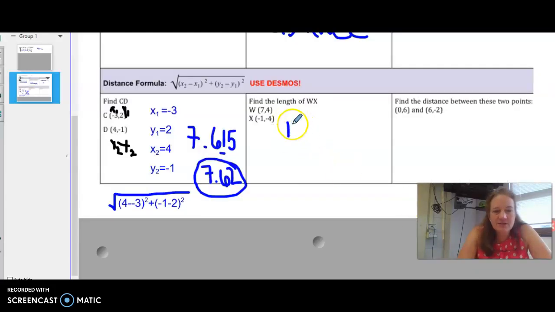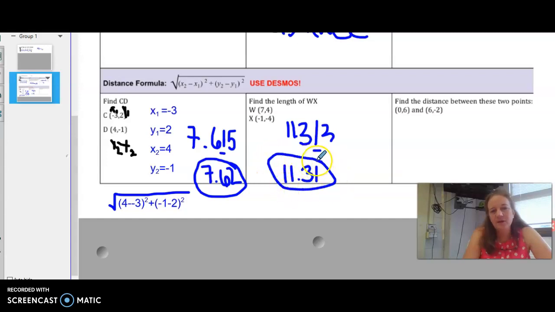So my answer is 11.313, but I'm going to round it to the hundredths place. So this is the hundredths place. It's the second spot after the decimal, and there's a 3 next to it. Well, 3 is below 5, so it's not going to change. So my answer is 11.31.